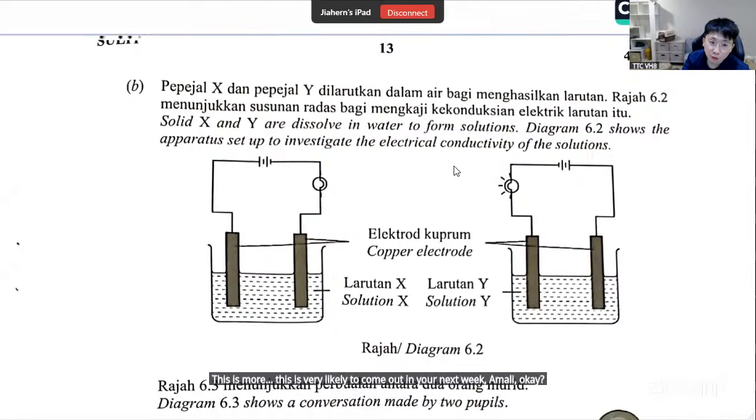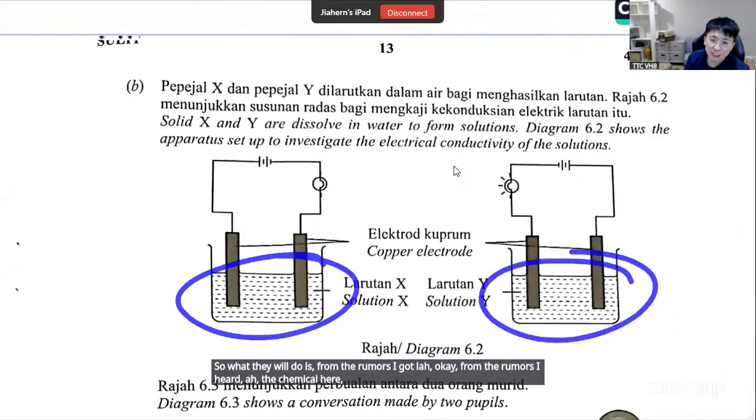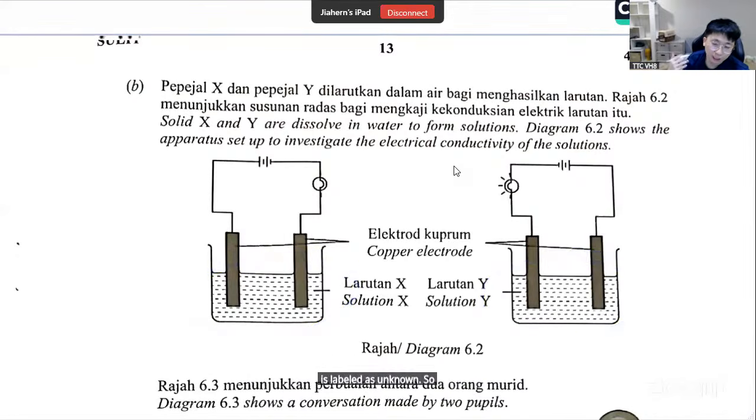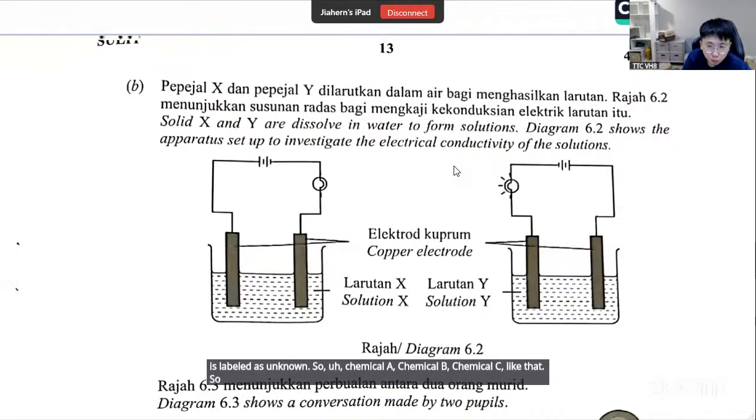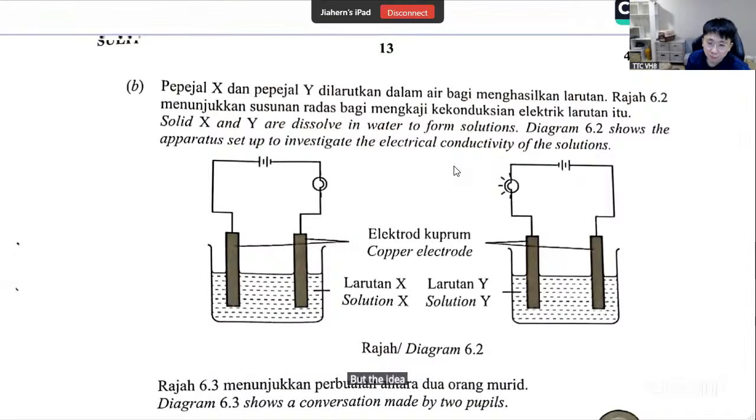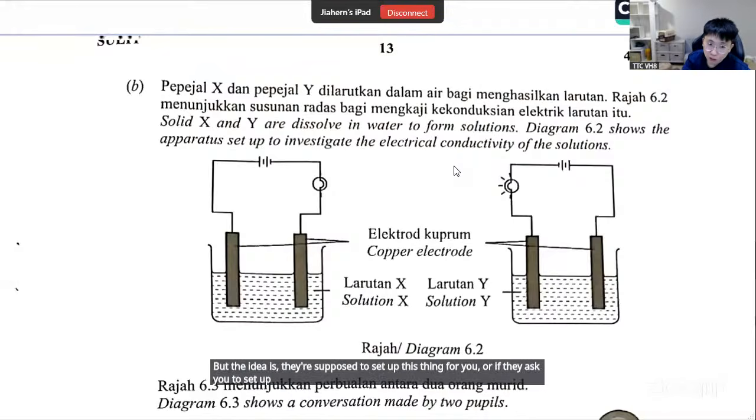Okay, so from the rumors I heard, the chemicals here are labeled as unknown. So chemical A, chemical B, chemical C, like that. Maybe they'll give you 2, maybe they'll give you 3. I don't know the details. But the idea is they're supposed to set this up for you, or if they ask you to set up, you're supposed to write your procedure, possibly.